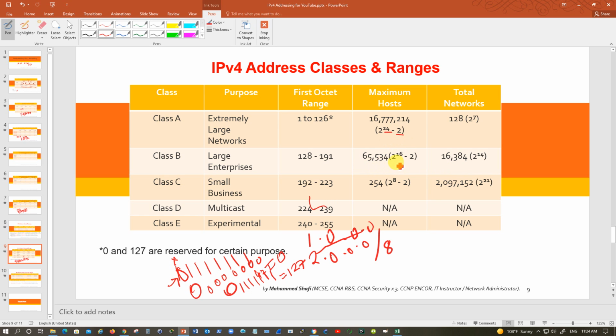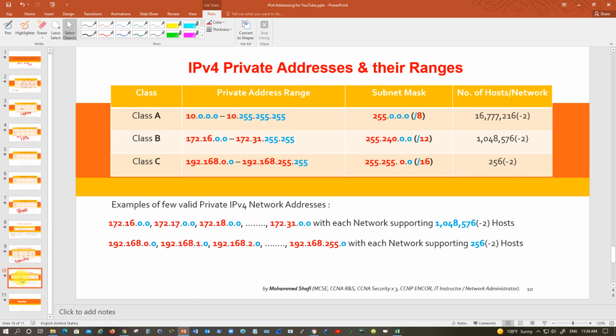Here I got 2 to the power of 16 because only 2 octets are left for host ID manipulation. That's why we have 8 plus 8, 16. So this is equal to 65,534 hosts. Likewise for class C. So you have the highest number of computers in class A, and the least in class C. D and E are reserved for special purposes, so we will not be discussing them.